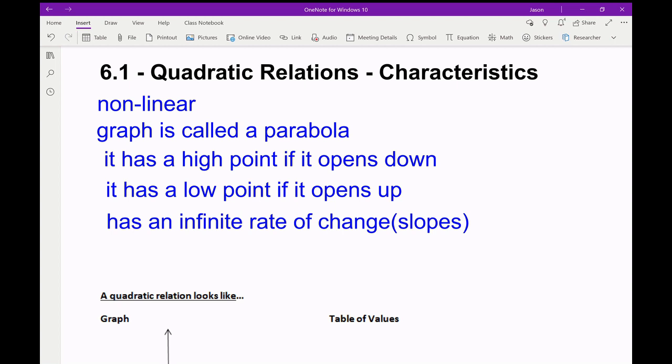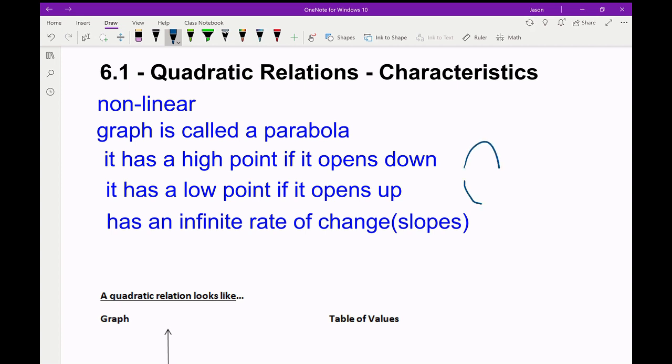Now, the one thing that I want you to remember is when we talk about stuff that's opening up and down, we're talking about it looks like this or it looks like this, where this point on the top of the one that's opening down and this point that's at the very bottom is called the vertex. Now, remember, your graph can open up or it can open down. And the rate of change for the graph constantly changes.